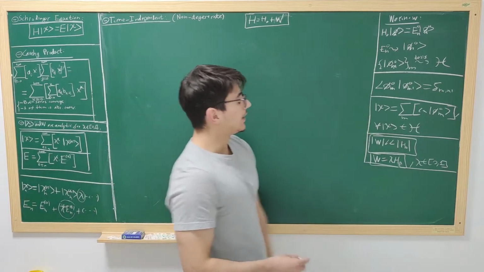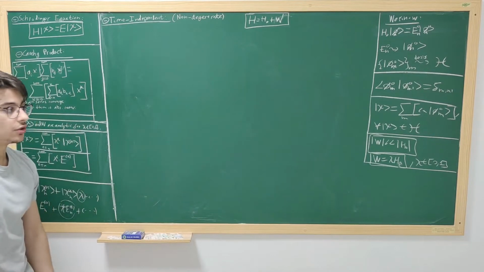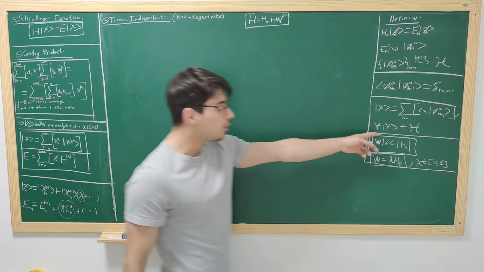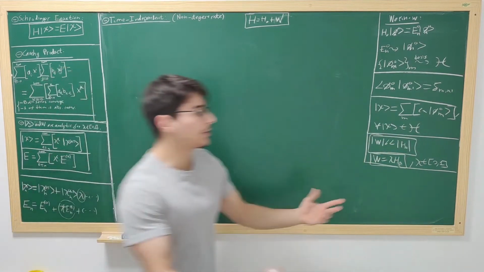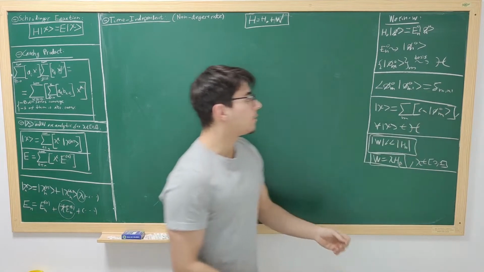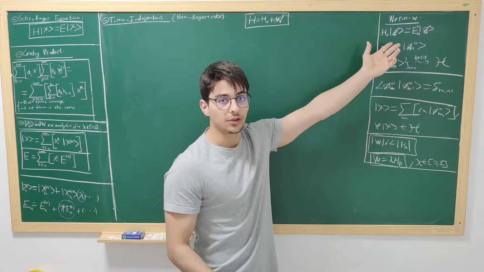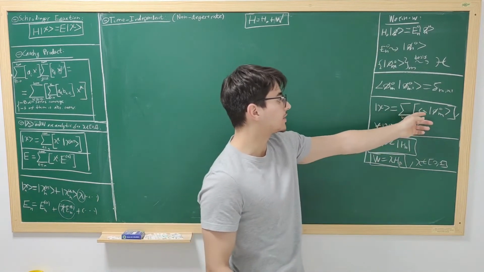Now, if they constitute a basis of H, then for all the elements of our Hilbert space, this calligraphic H, we can express it as a linear combination of the eigenstates of our original Hamiltonian, H0, where the coefficients are just Cm.